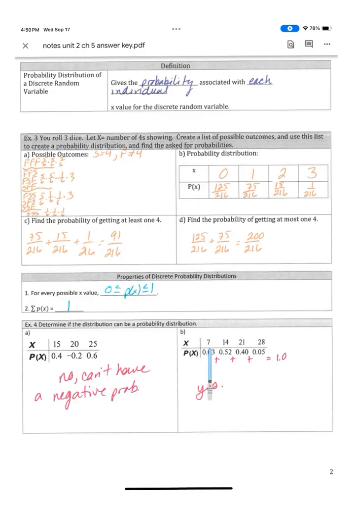For B, those are the possible X values, 7, 14, 21, or 28. These are the probabilities for each of those X values. They're all positive. They are all less than 1. And when I add them all together, they equal 1. So yes, this could represent a probability distribution. Hopefully that helps you out, and good luck on your homework.